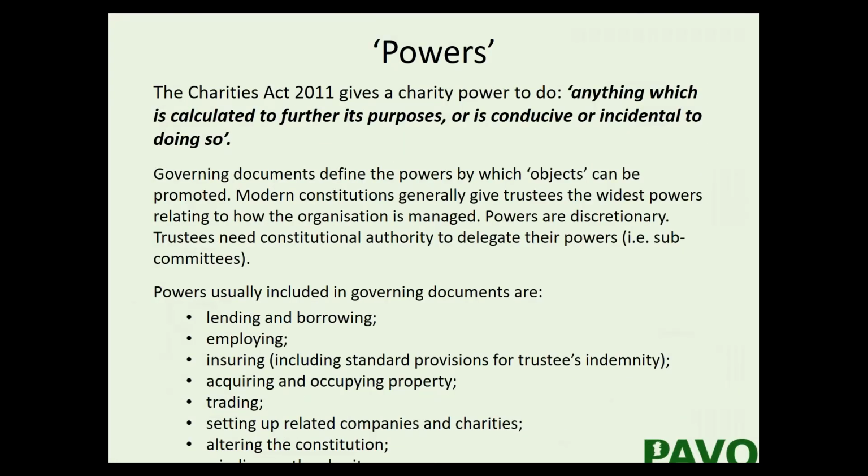So I've mentioned powers previously and given you examples where organisations have acted beyond their powers. The Charities Act makes an assumption really now. So if you were setting up a constitution today, it's pretty much assumed that anything which is calculated to further its purpose, the purpose of an organisation, or is conducive or incidental to doing so, is allowed. It's pretty much telling you that you've got carte blanche to do anything that is in the interest of the charity. Governing documents define the powers by which objects can be promoted. So, as I say, modern constitutions generally give their powers the widest possible leeway.